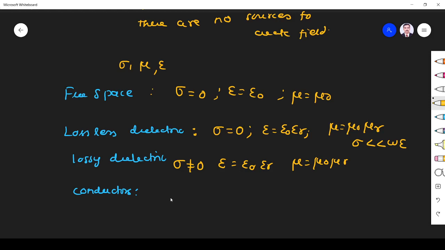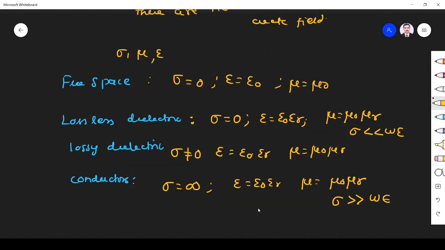And for good conductors, conductivity must be infinity because it is a conductor. And epsilon is equal to epsilon naught epsilon r, mu is equal to mu naught mu r. And another thing is sigma must be far greater than omega epsilon, where omega is the angular frequency. Clear? So that's what we have to remember about the media we have to work with.